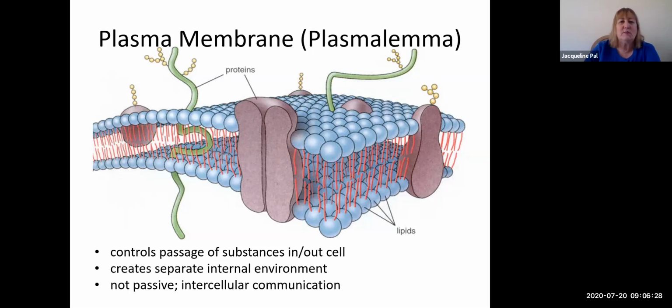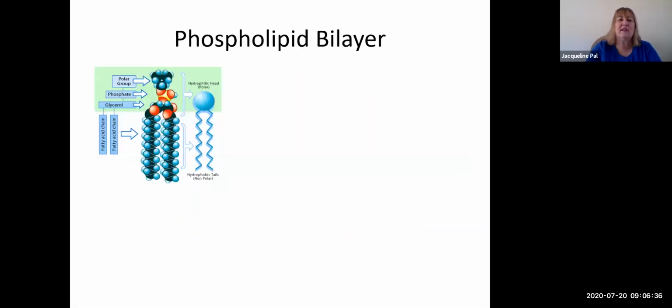When you look at this picture, it looks kind of complicated, doesn't it? We're going to break it down so that you can get it. So the first concept you need to understand is something called the phospholipid bilayer. Let's just look at those words. Everybody recognizes the word lipids. What are the building blocks of all lipids? That's right, fatty acids.